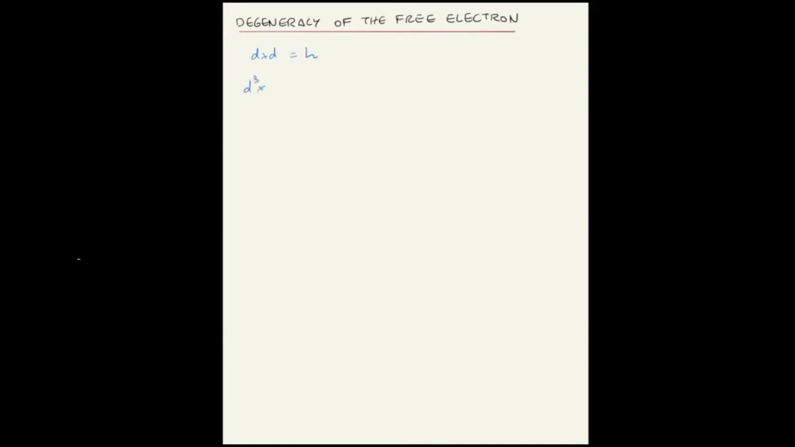Sorry, this should be a p here, not an x. It's going to be then h cubed over the dp cubed. So let's call this the smallest cell of space that an electron with a given momentum between p and p plus dp can occupy, right? This would be a cube of space of size equal to dx. So I'm using a different color. So you have an electron in here, in this space, and then this electron has momentum between p and p plus dp.